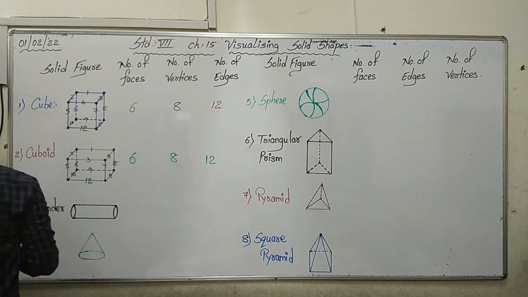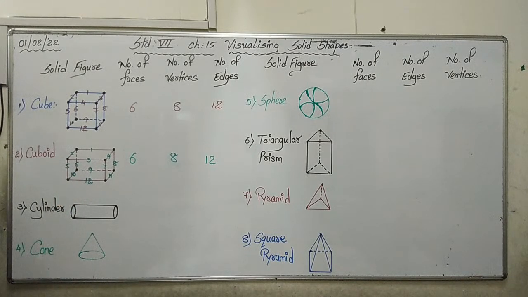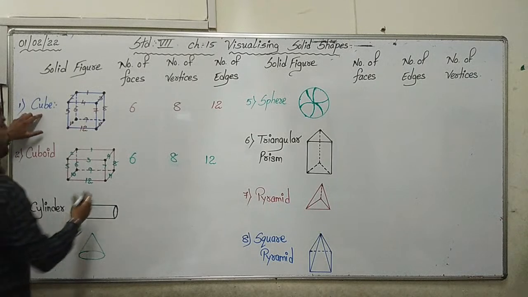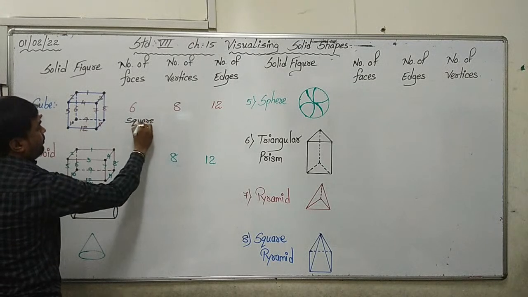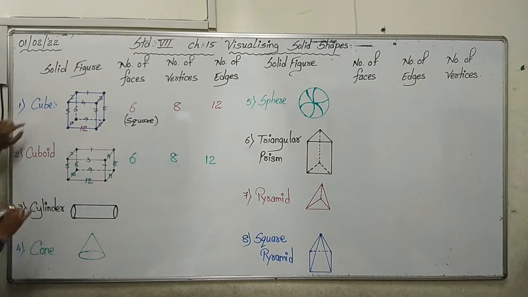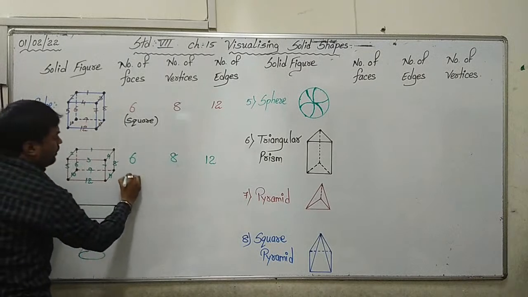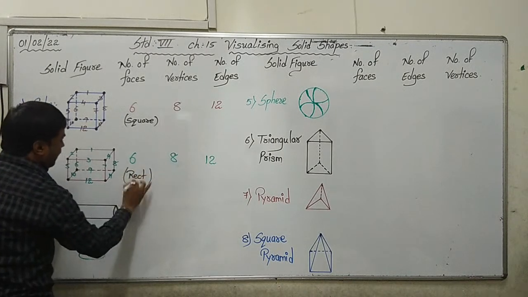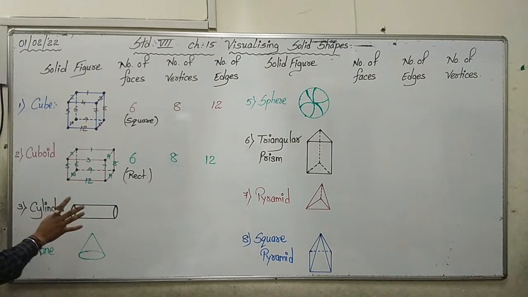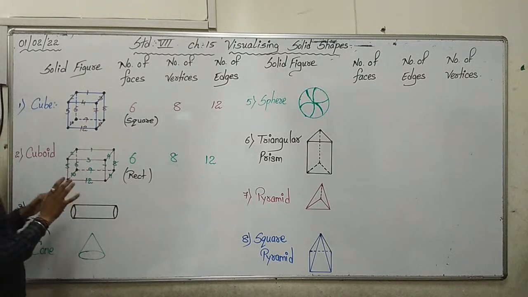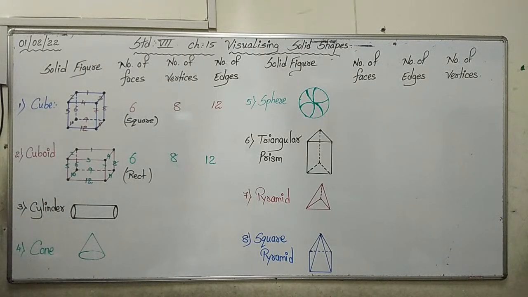There is only one difference. What difference can we identify from this? The cube is totally made up of squares, whereas the cuboid is totally made up of rectangles. That is the main difference; the rest is all the same. Are you getting my points? Are my points clear?